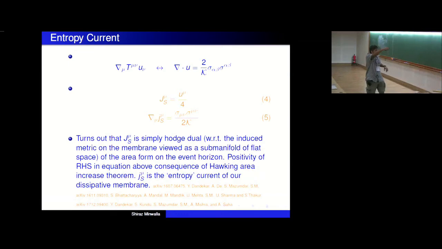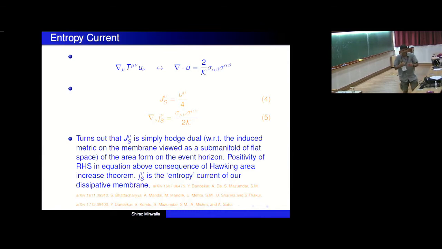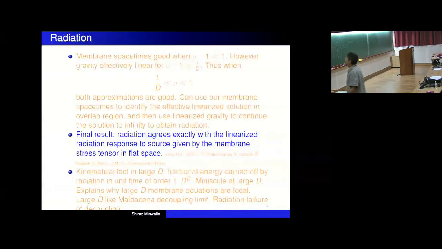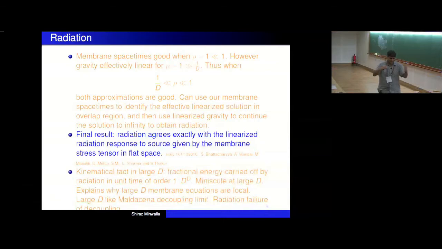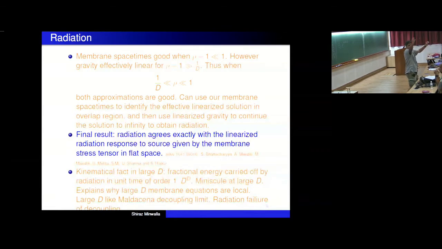The membrane in question has many other interesting structures. First, it turns out to host an entropy current, which you can show always has positive divergence. Del dot J is a perfect square. And the fact that the thing on the right-hand side here is positive is a reflection of the Hawking area increase theorem. It's the Hawking area increase theorem pulled back to the membrane. Now, you can ask about radiation. There's something a little puzzling. How can something on a codimension 1 surface obey local equations if it's also radiating? Shouldn't radiation here affect what's going on there?